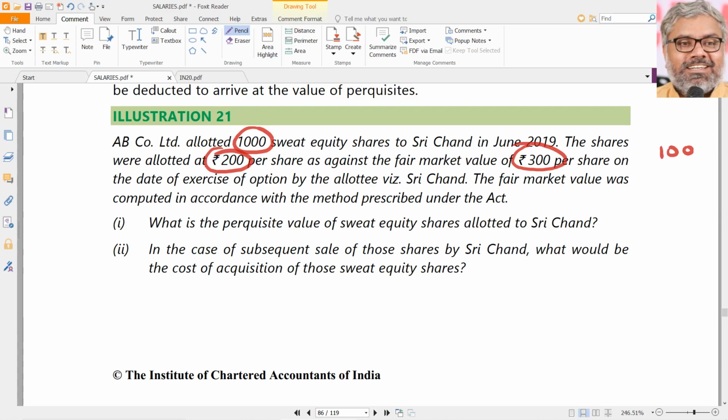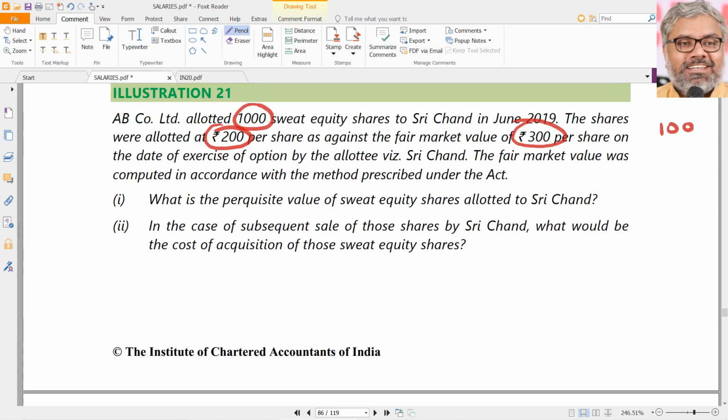Very good. So already we know what is the perquisite value, nothing here. 1,000 shares, each share 100 rupees. So 1,000 into 100. 100,000 means what? 1 lakh rupees. That's all. That is the answer for this question. 1 lakh rupees. In case of subsequent sale of those shares by Sri Chand, what would be the cost of acquisition of those sweat equity shares?